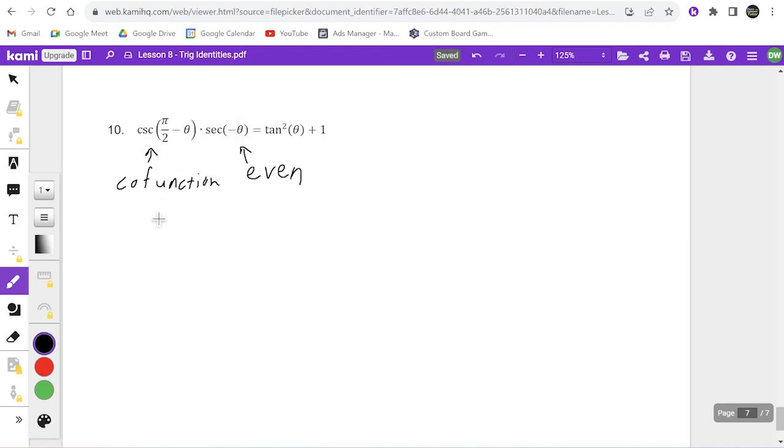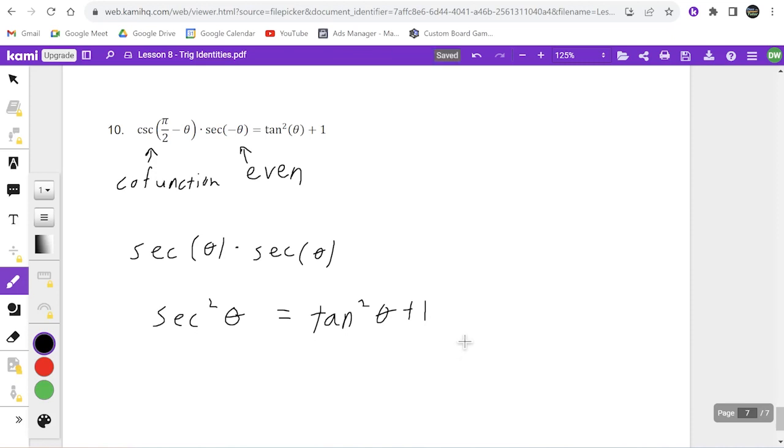So first cosecant becomes secant, so it's secant of theta, times, like I just said, that negative sign goes away, so it's just another secant theta. Makes sense so far? I got 2 secant thetas here. Because I'm multiplying them, this is just going to become secant squared theta. And remember, I got to have secant squared theta equal tangent squared theta plus 1.